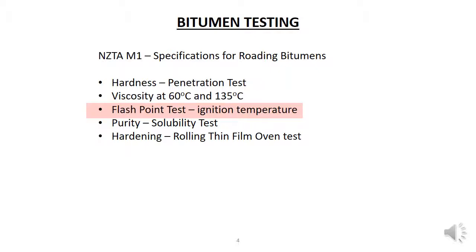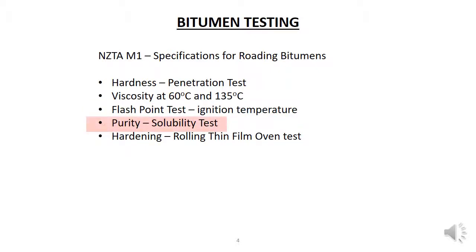The latest versions of the specification, issued in 2011, sets a minimum flash point of 218 degrees centigrade for all bitumens. That means that they should not start igniting at any temperature below 218 degrees centigrade. The normal spraying temperature for bitumen is 150 to 180 degrees centigrade, so the specified minimum flash point temperature produces a safety margin to minimize the risk of the bitumen igniting while being laid.